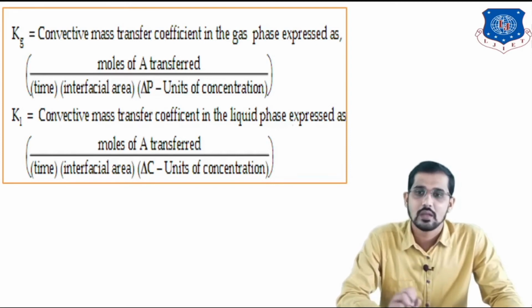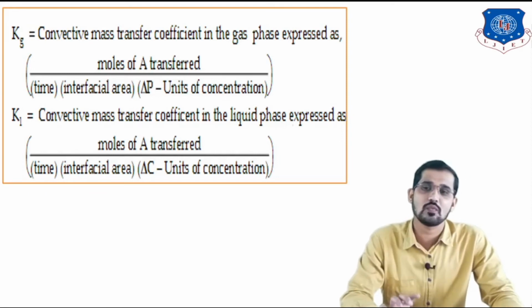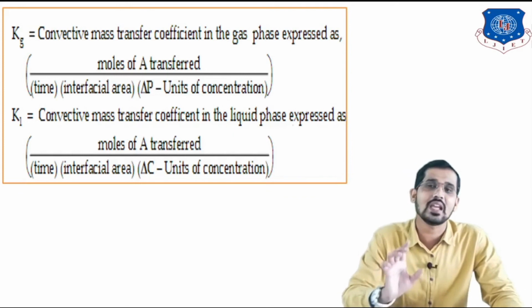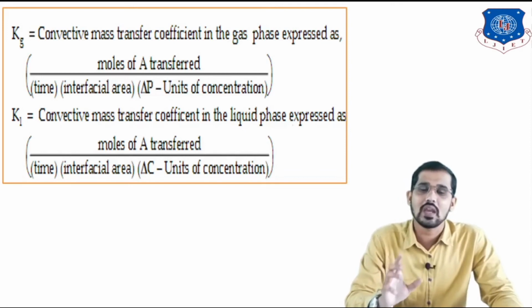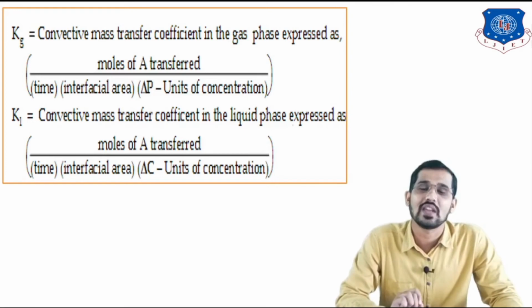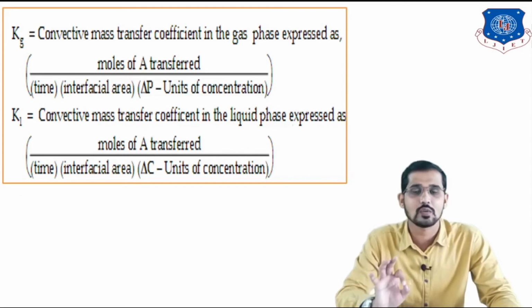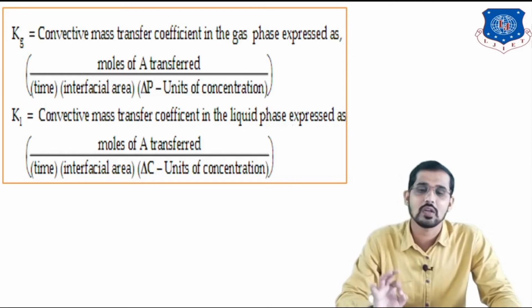Similarly, for the liquid phase, KL is the convective mass transfer coefficient in the liquid phase. It is expressed as moles of A transferred divided by time into interfacial area into delta C. So this is the expression for KL, and here we are writing concentration in terms of delta C. I can write delta X here as well. For the liquid phase we can write delta C or delta X, and for the gaseous phase we can write delta P or delta Y. But in this expression we are going to use delta P for the gas phase, which is a unit of concentration, and for the liquid phase we write delta C, which is also a unit of concentration.